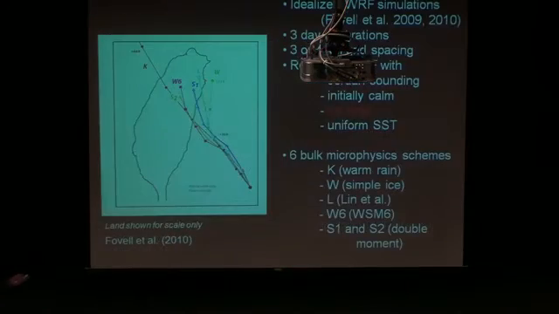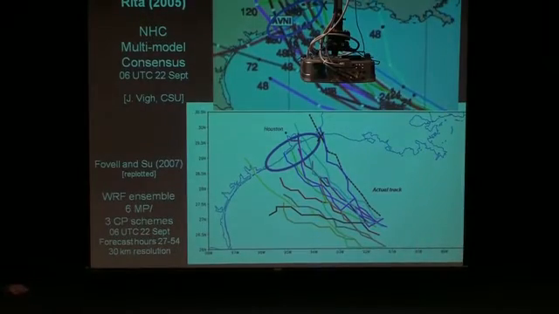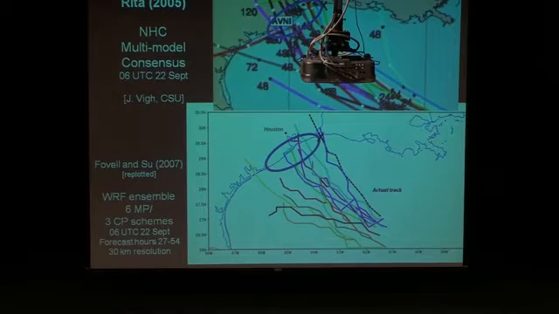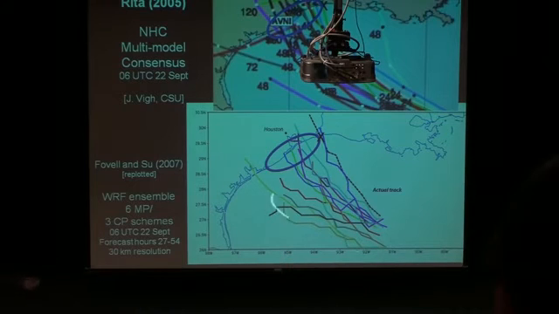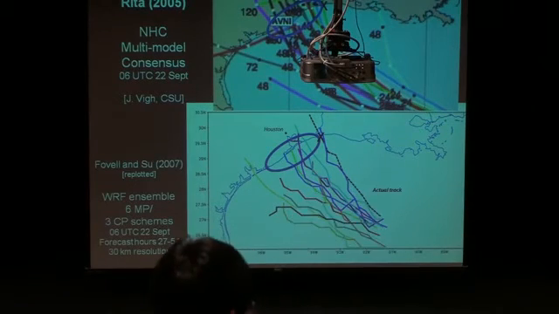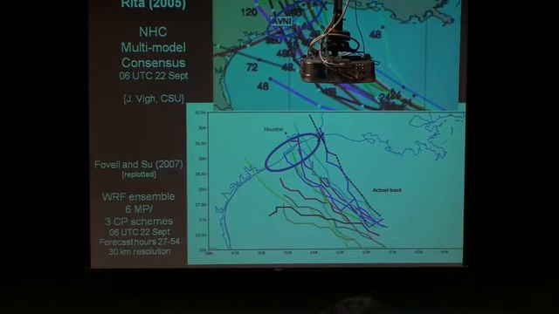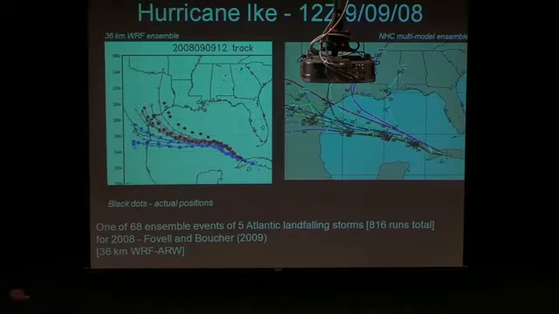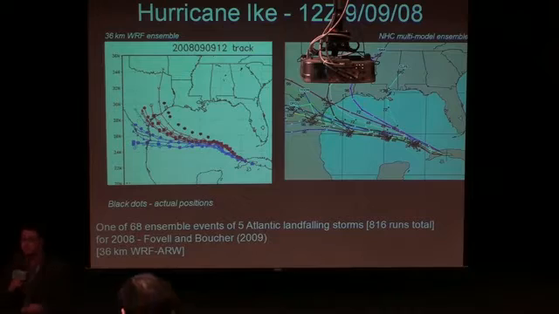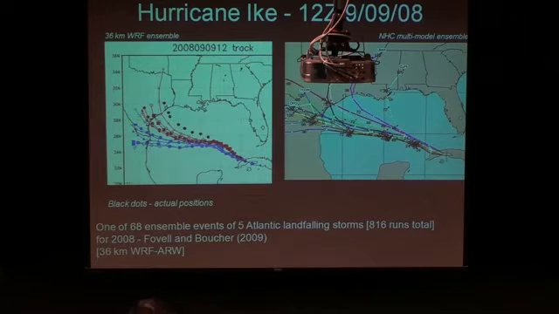And so what we got was a whole big variety of tracks here, basically from a single model and one initial condition, but just varying things relating to model physics relating to convection. So we wanted to see if this was a fluke, and actually we determined that it was not for the 2008 season in the Atlantic for 5 different hurricanes that made landfall in the United States.